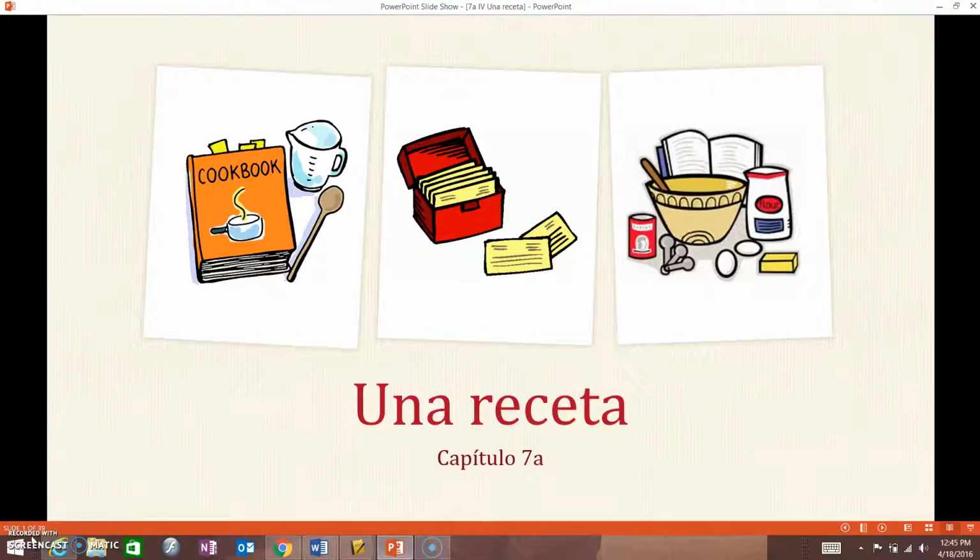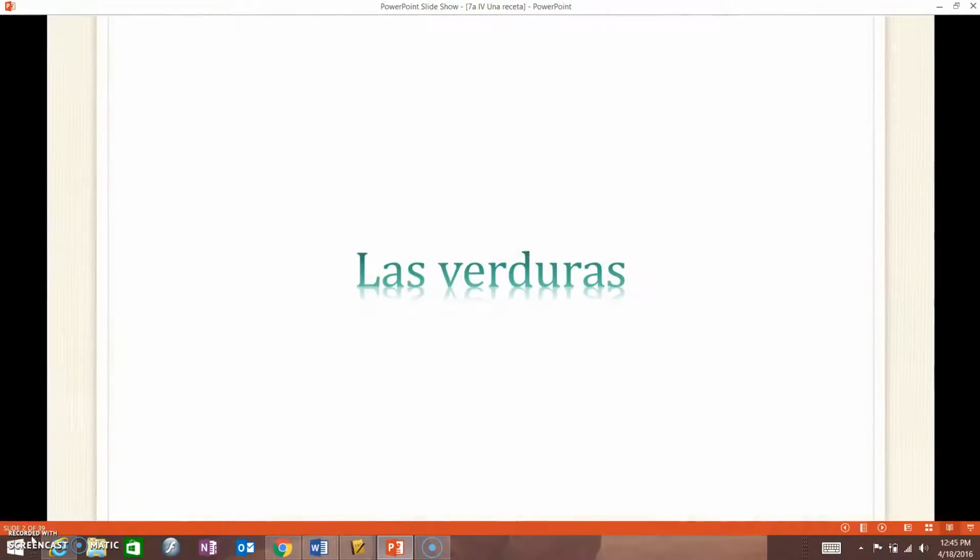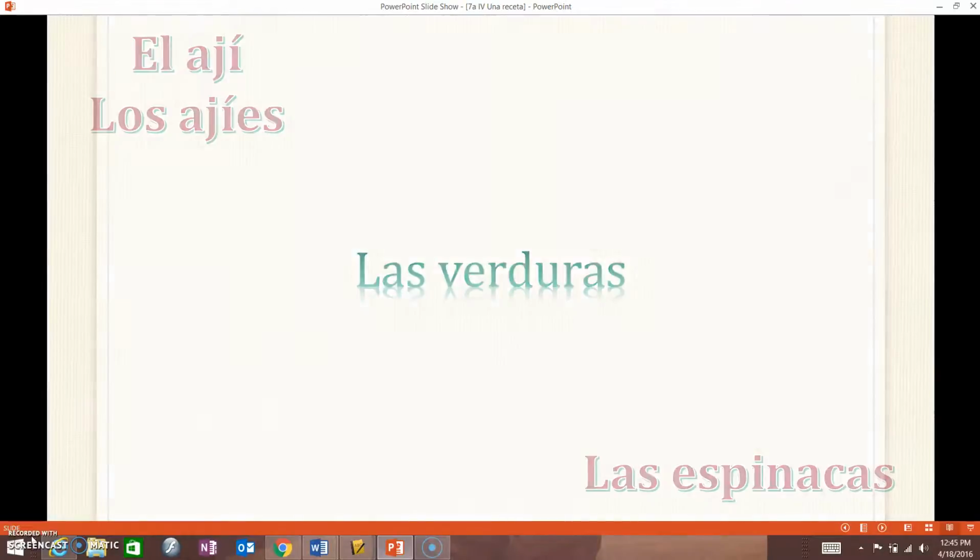Este capítulo es capítulo 7A y se llama una receta, como un recipe. Y en este capítulo aprenderemos sobre la comida, los ingredientes, cómo cocinar y ojalá que ustedes se diviertan con este capítulo. Primero tenemos algunas verduras y verduras son vegetales, vegetables.